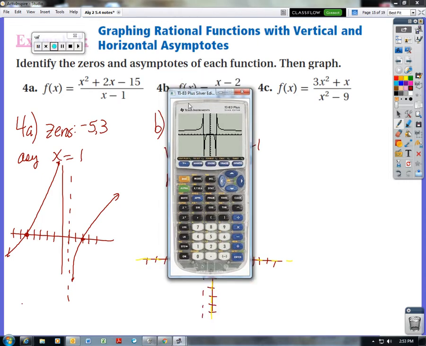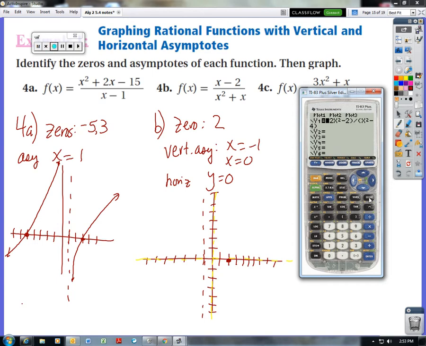I've got to see this for myself here. Parenthesis around the numerator, divided by parenthesis around the denominator. Zoom 6, it's already on. This is interesting. I can't tell what's going on here because it's so close to the axis.